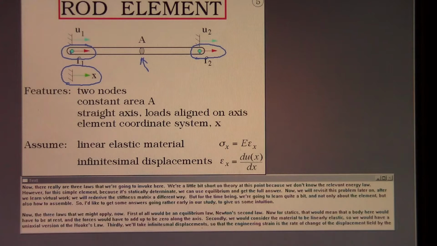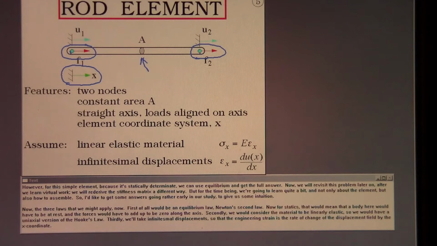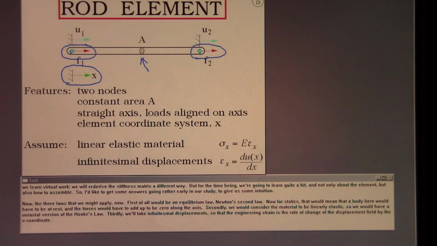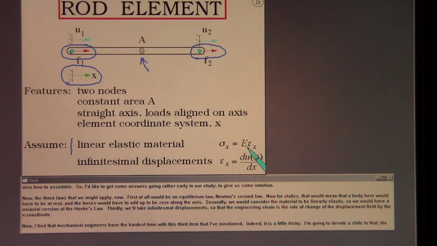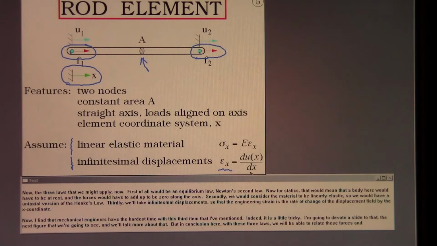Now, the 3 laws that we might apply, first of all, would be an equilibrium law, Newton's second law. Now, for statics, that would mean that a body here would have to be at rest and the forces would have to add up to be 0 along the axis. Secondly, we would consider the material to be linearly elastic, and so we'd have a uniaxial version of Hooke's law. And then thirdly, we'll take infinitesimal displacement so that the engineering strain is the rate of change of the displacement field by the x-coordinate.